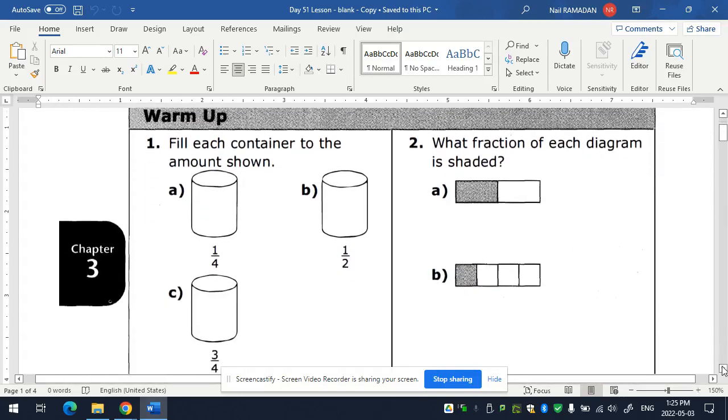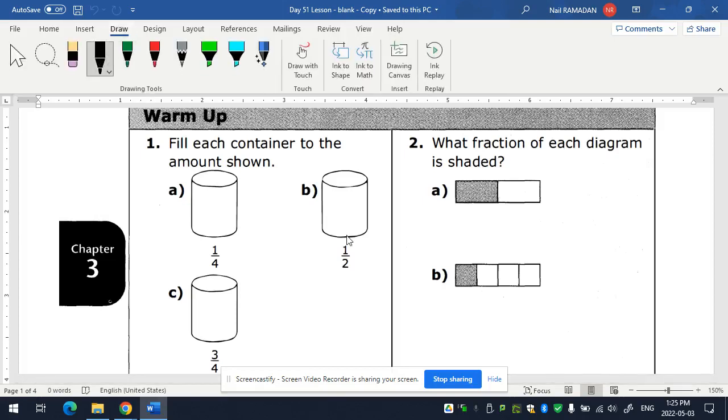Fill each container or cylinder or pipe to the amount shown. How much is the amount shown for the first one? 1/4. So how would you do that? You just, yep, you just imagine that you cut this into four identical parts. Maybe the easy way to cut into four is to first cut into what? Two. And then each one of these halves you cut into two.